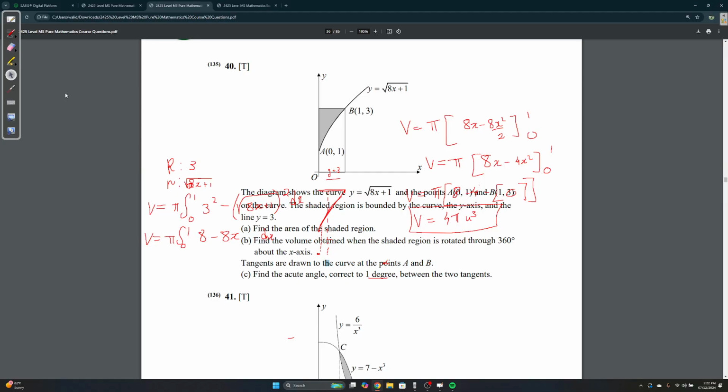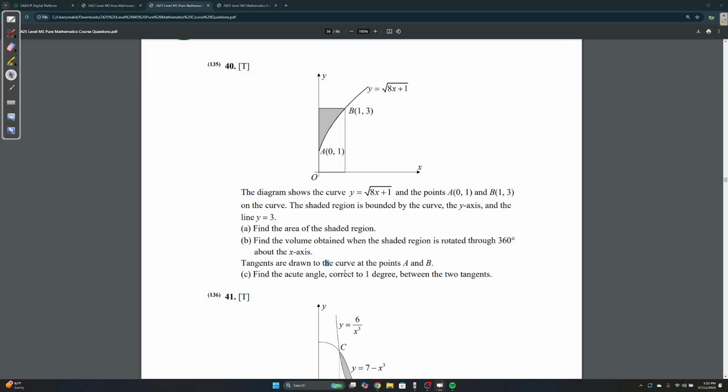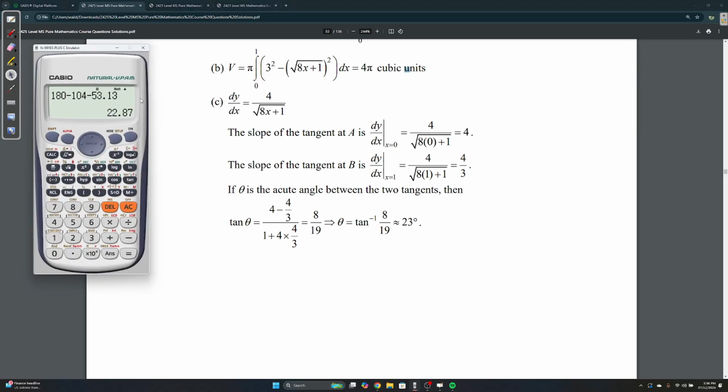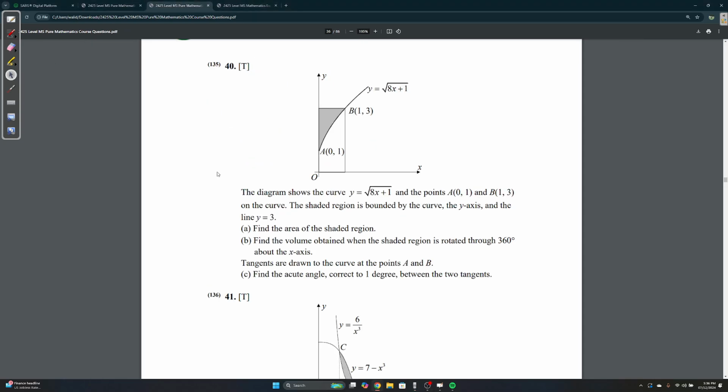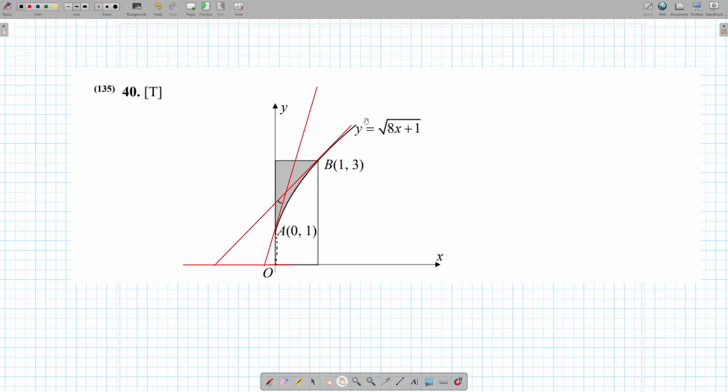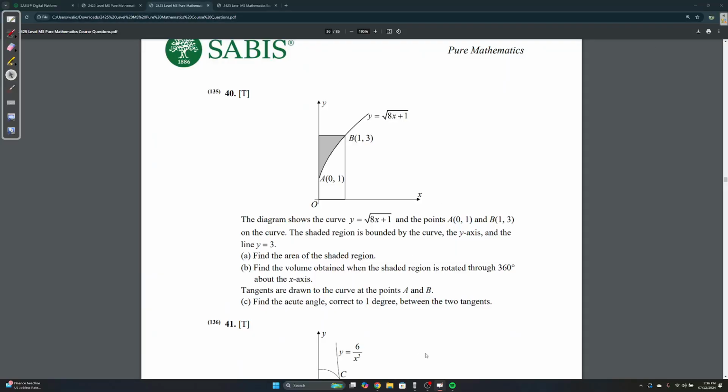Find the acute angle between the two tangents. Tangents are drawn to the curve at points A and B. Find the acute angle between the two tangents. Okay, so I got this one. I managed to solve it. You're going to have to graph, just so you can understand it a bit. But if you see this in your exam, I'm going to give you steps, obviously for those who like to memorize. For those who want to actually understand, welcome.